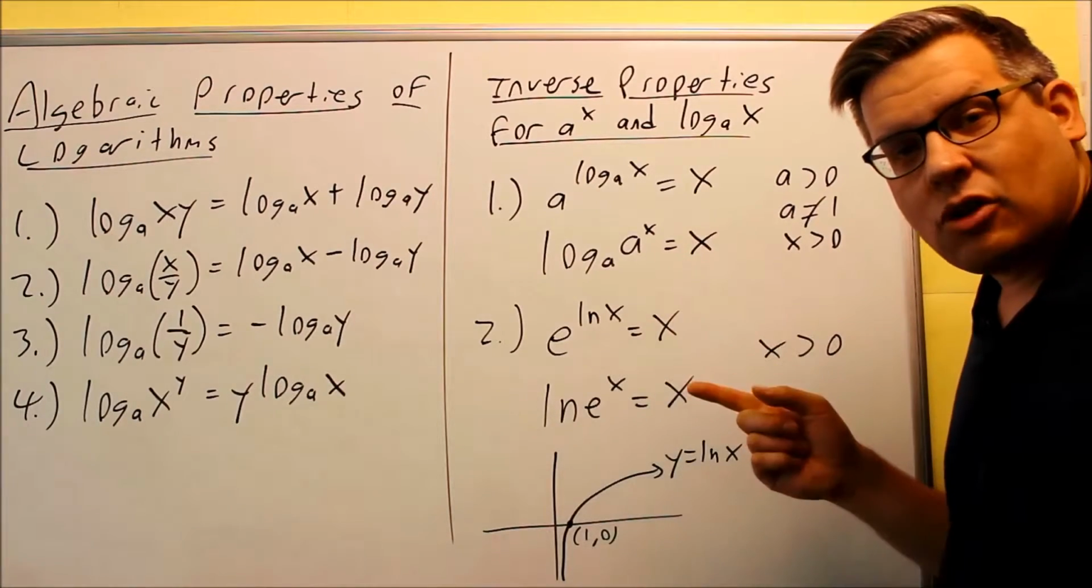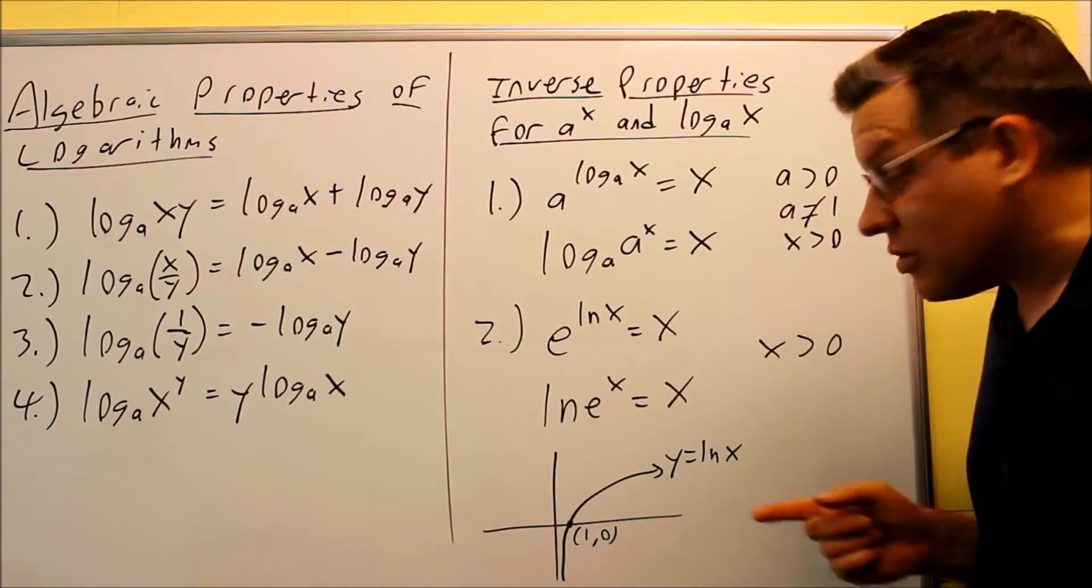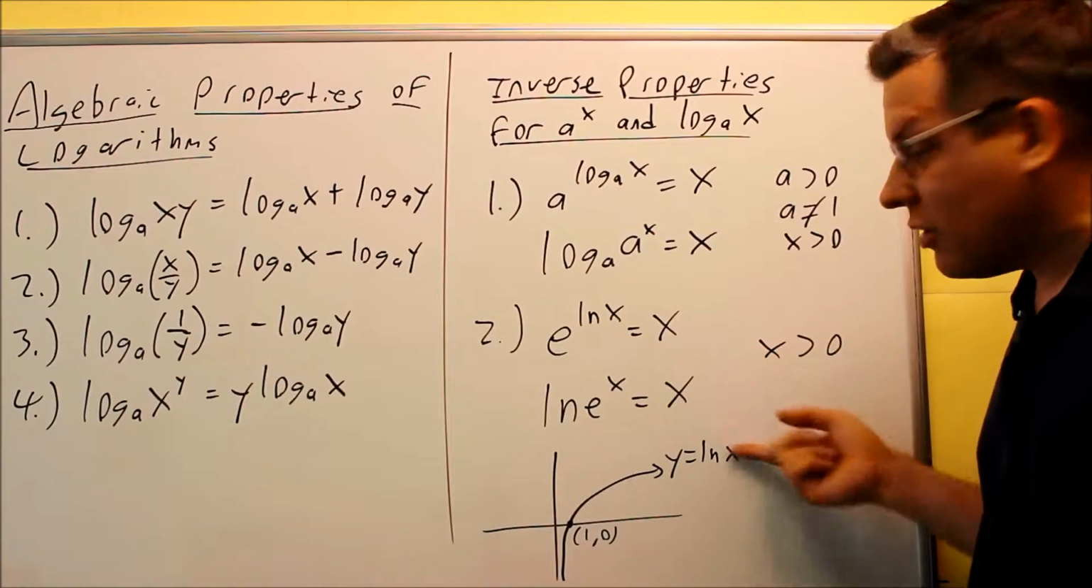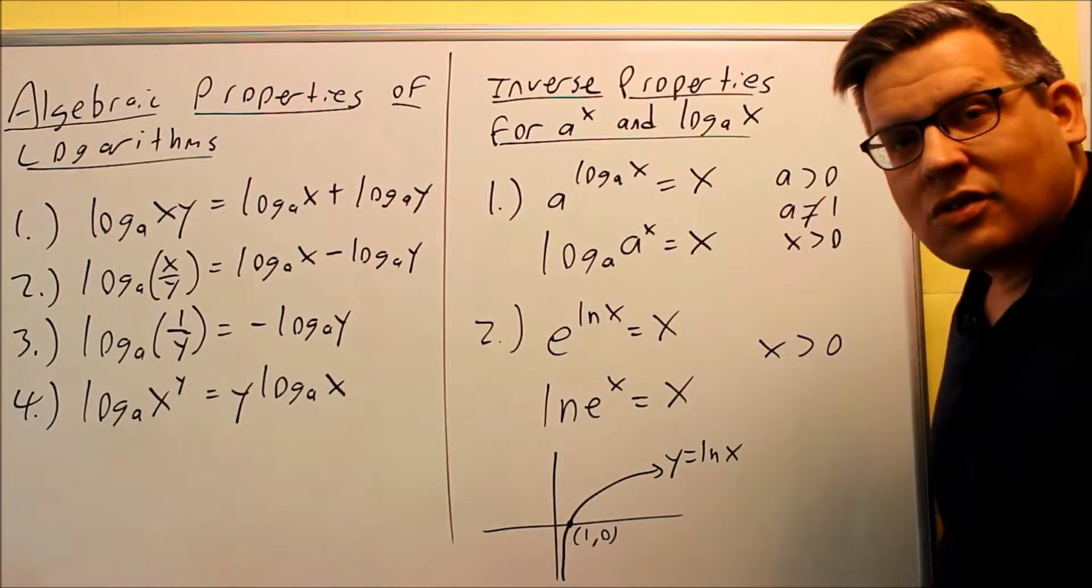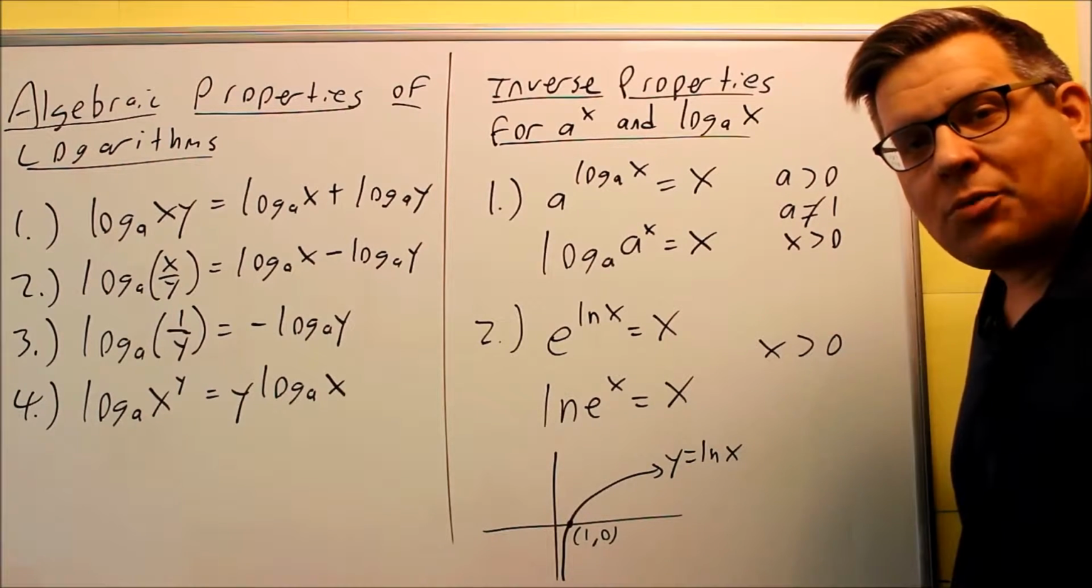There's a vertical asymptote at the y-axis. That is your vertical asymptote there. So we're only talking about positive values for x. Because of that, that's why we have this certain condition. Now that we've gone through and reviewed all these different rules, let's take a look at a couple examples.